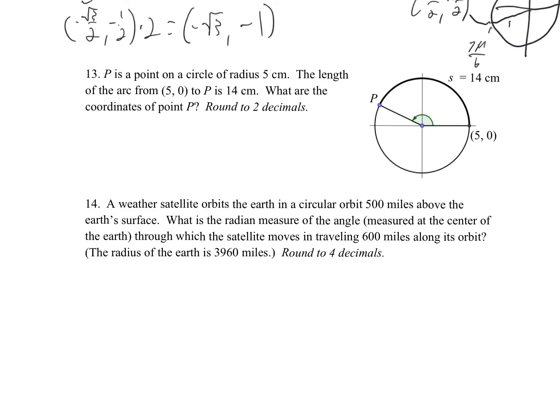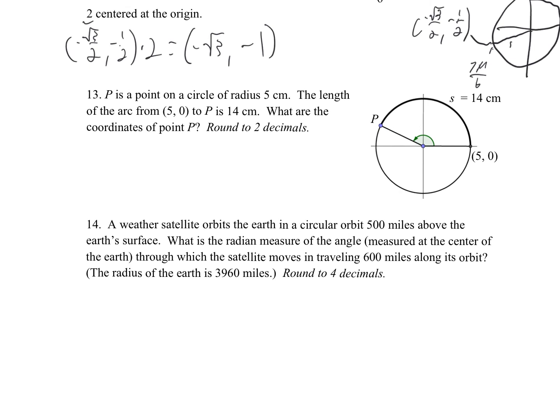Okay, 13. So we need to solve for the coordinates of this point here. To solve this, we'd use this triangle. So we need to know this angle theta in between here. We're given a radius r, so we know the radius of the circle is 5, and we know the arc length is 14, so we have S equals r theta. We want to find this theta here. So we'd have 14 divided by 5 would be theta, and that would be a value of 2.8.